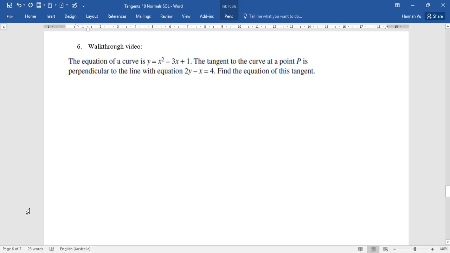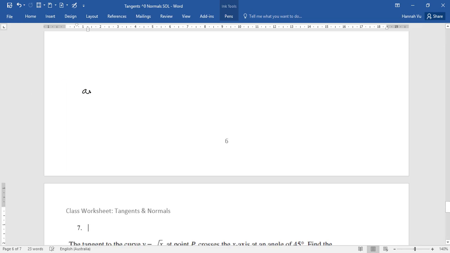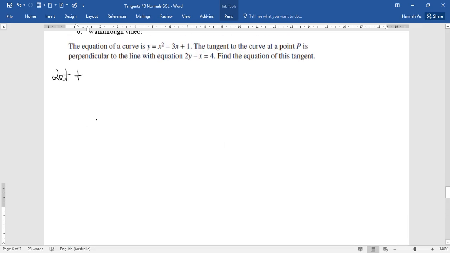So question 6, we have a curve y equals x squared minus 3x plus 1, and the tangent to this curve at a point P is perpendicular to this line, and we need to find the equation of the tangent. Let's start with just defining what the tangent is. So I'm going to let the tangent be y equals mx plus c.